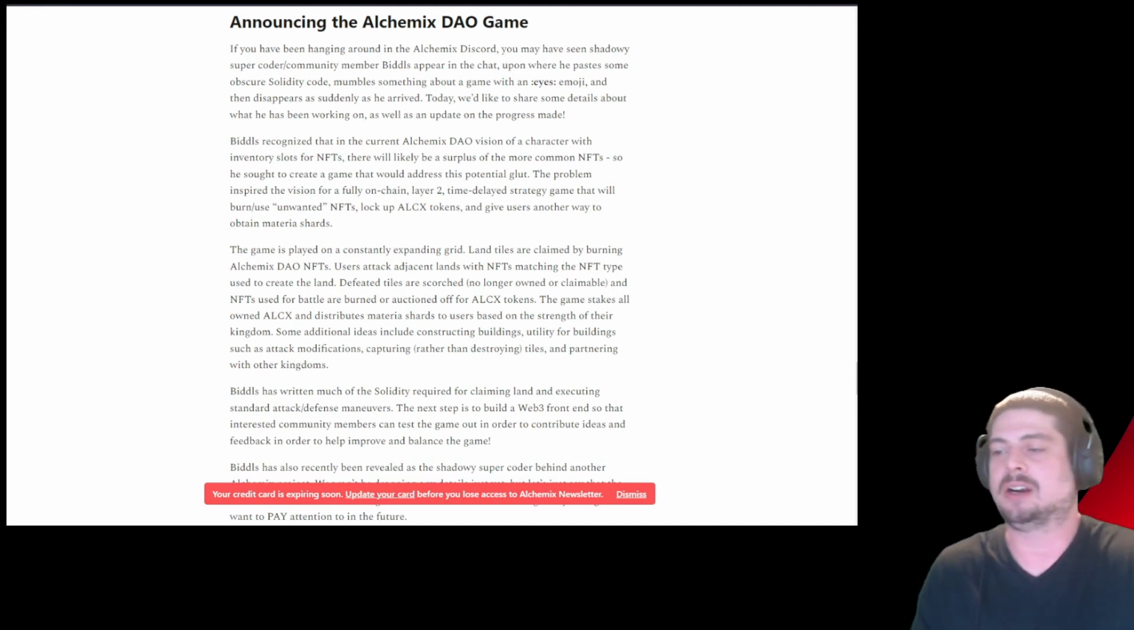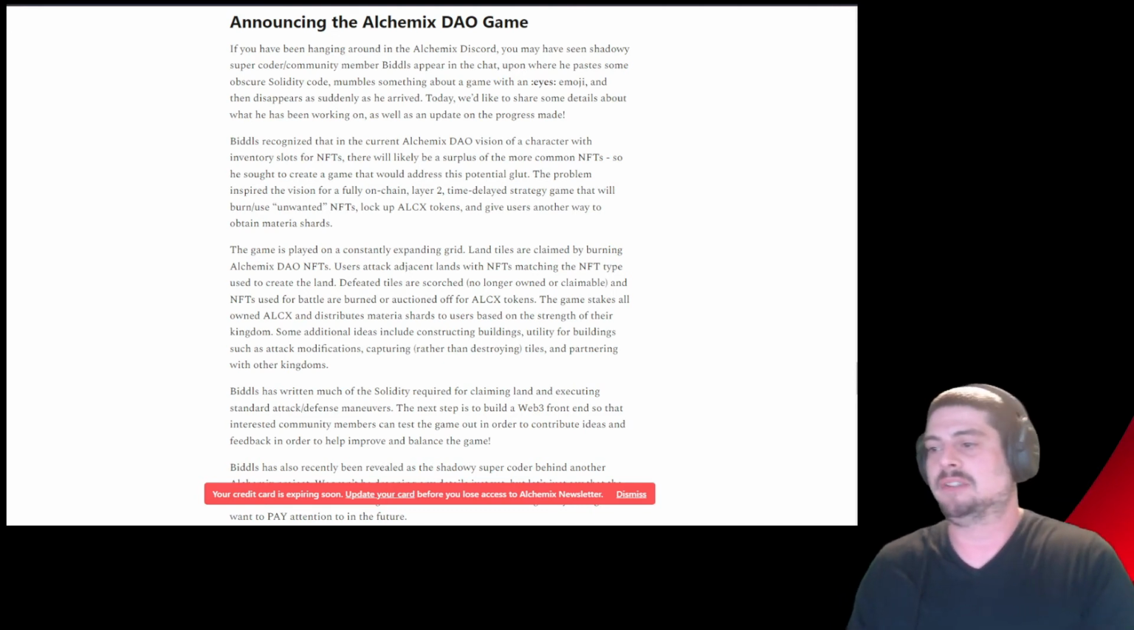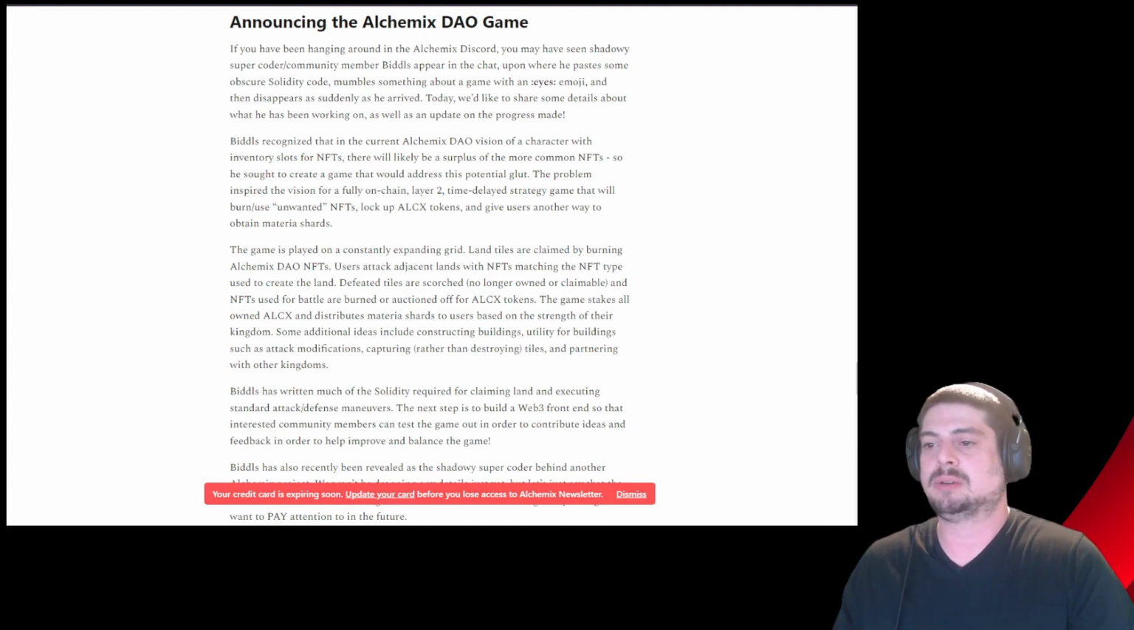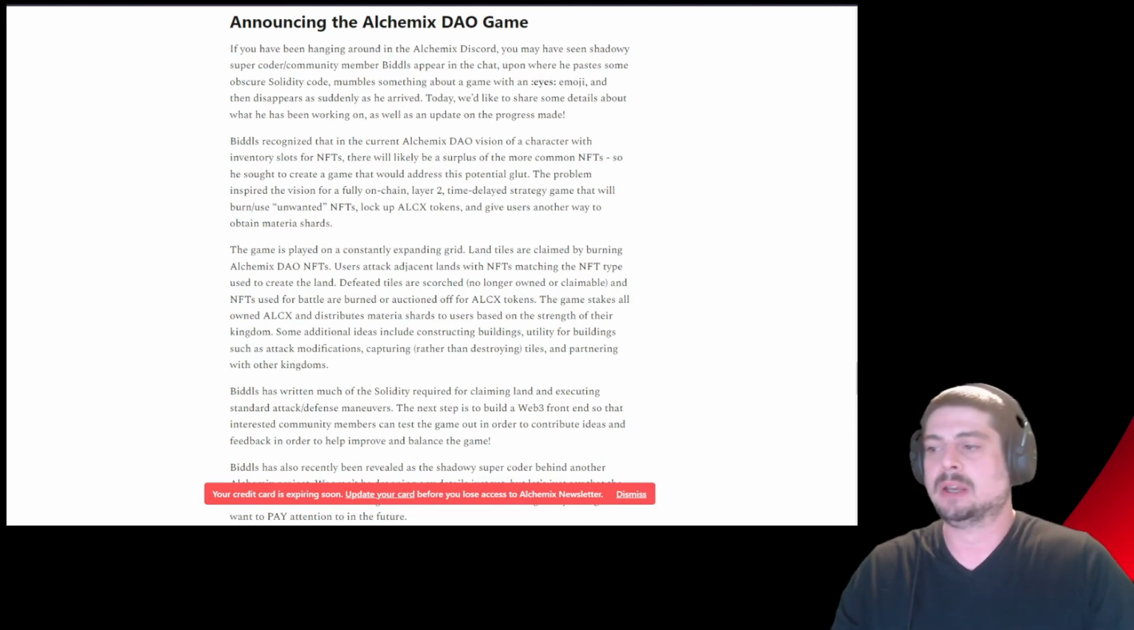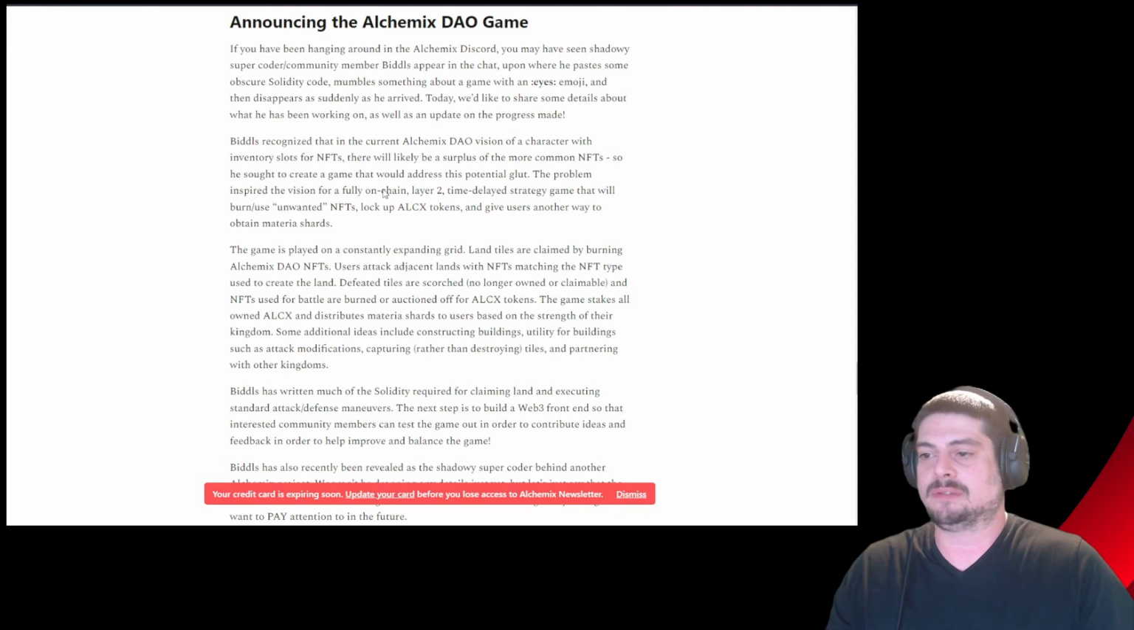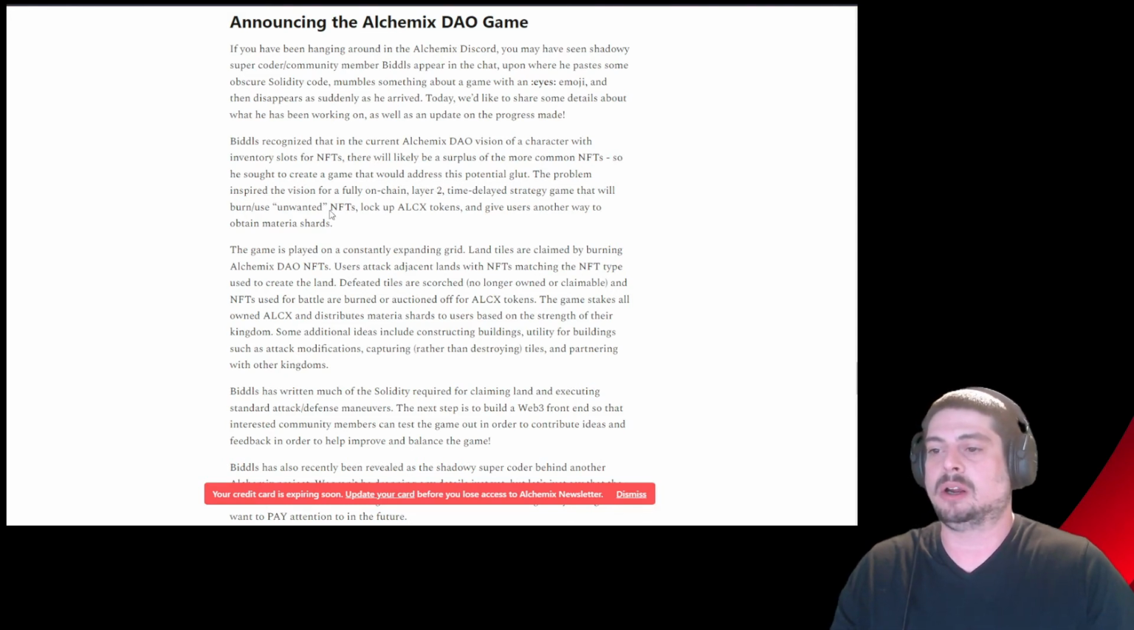Biddles recognized that the current Alchemix DAO vision is a character with inventory slots for NFTs. There will likely be a surplus of the more common NFTs, so he sought to create a game that would address this potential glut. The game is inspired by the vision for a fully on-chain, layer 2, time-delayed strategy game that will burn unwanted NFTs, lock up ALCX tokens, and give users another way to obtain Materia shards.